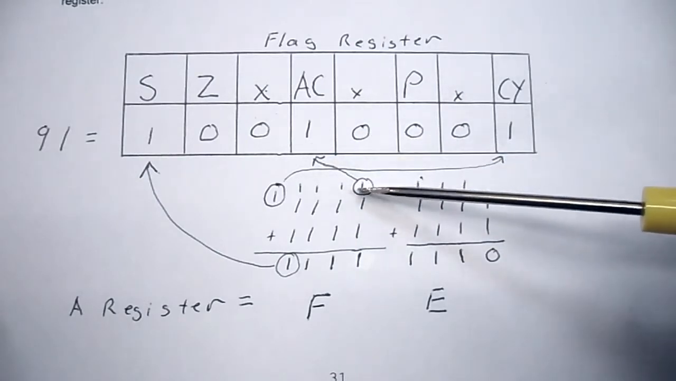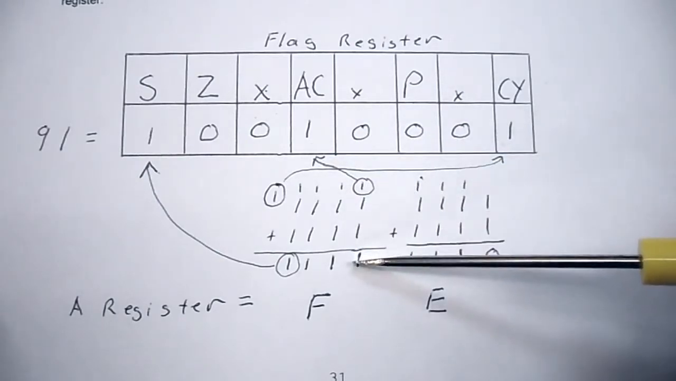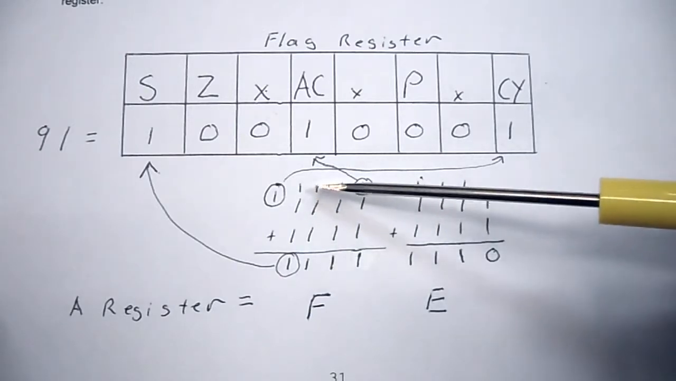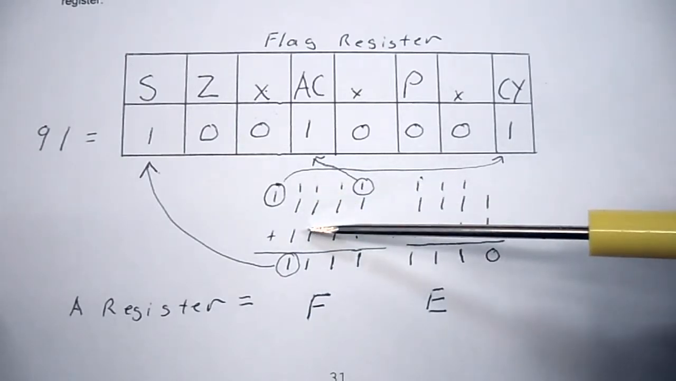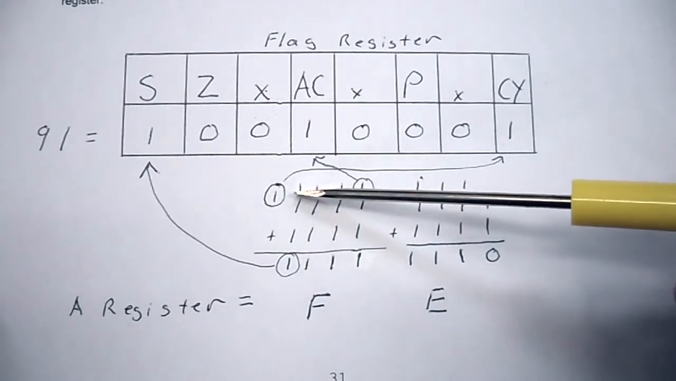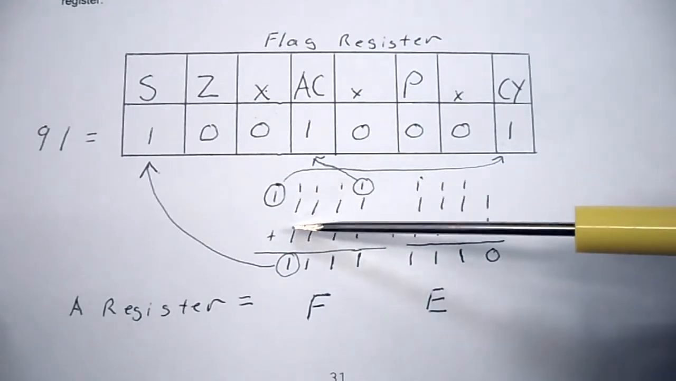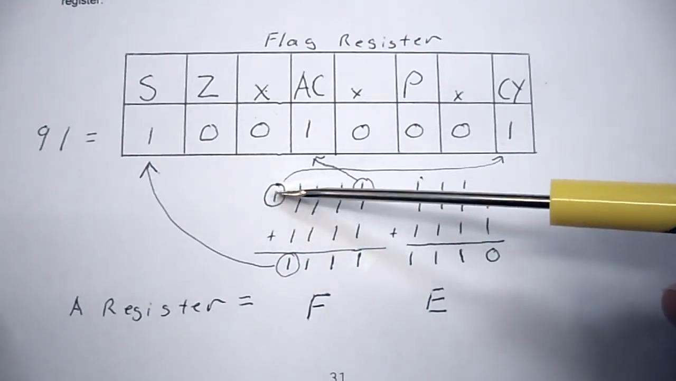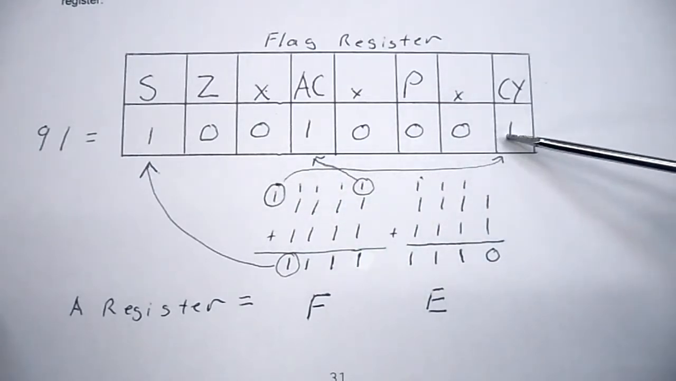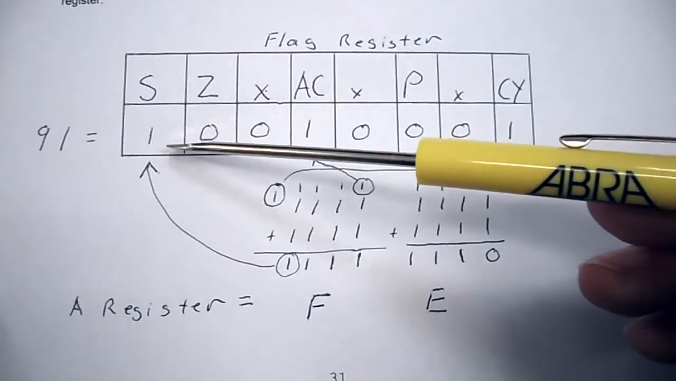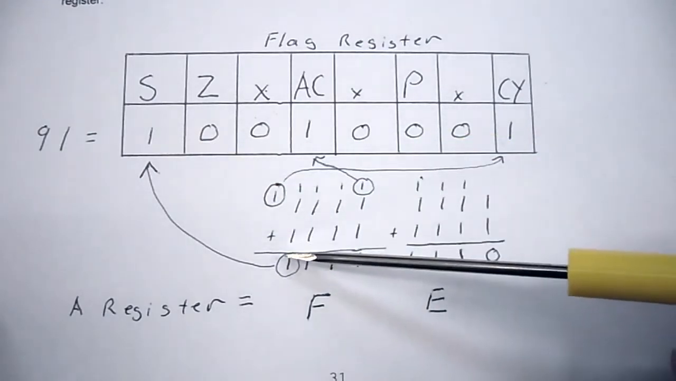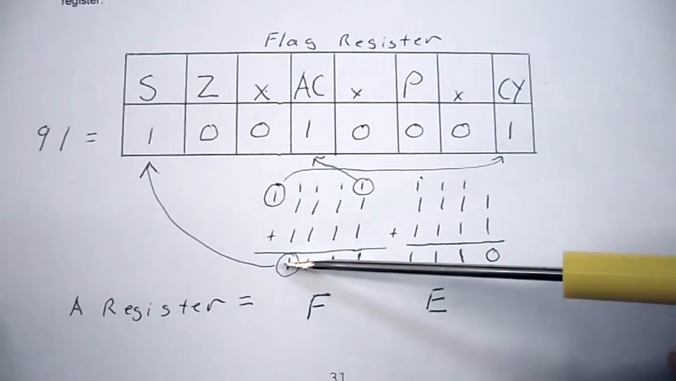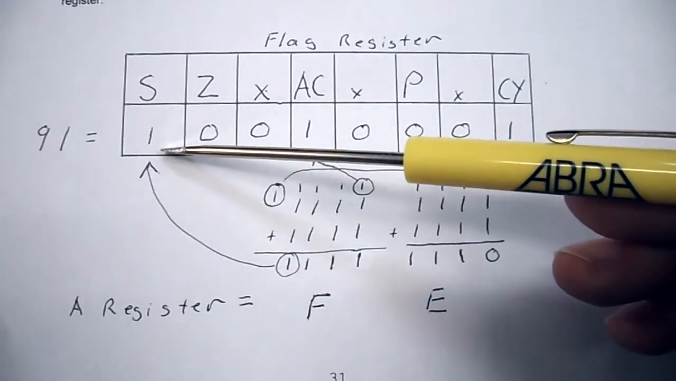Then again, 1 plus 1 plus 1 is equal to 1, carry the 1, and this repeats for the remaining bits. And finally, 1 plus 1 plus 1 is 1, carry the 1. And that is our carry bit being set. Then our sign bit is set by the most significant digit of our answer. So that is a 1. So our sign bit gets set.